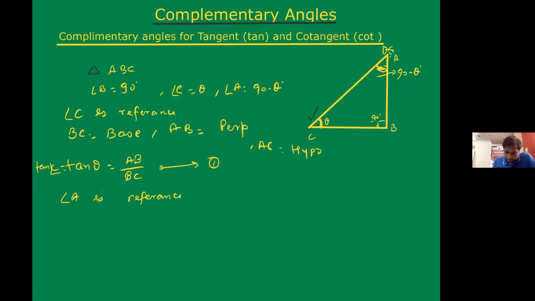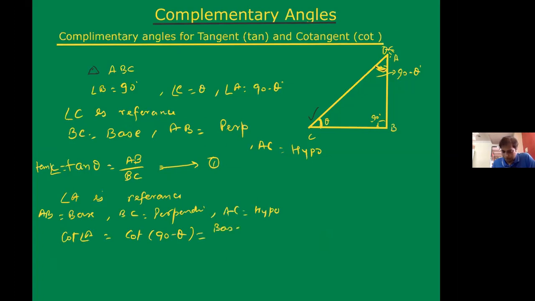So AB will become the base, BC will become the perpendicular, and AC will become the hypotenuse because it's opposite to 90 degrees. Now if I take cot of angle A, which is cot of 90 minus theta, we know that tan theta is perpendicular by base, so cot theta is base by perpendicular.